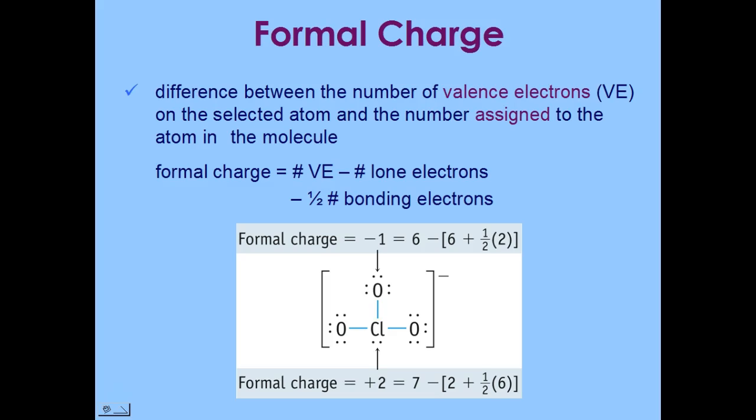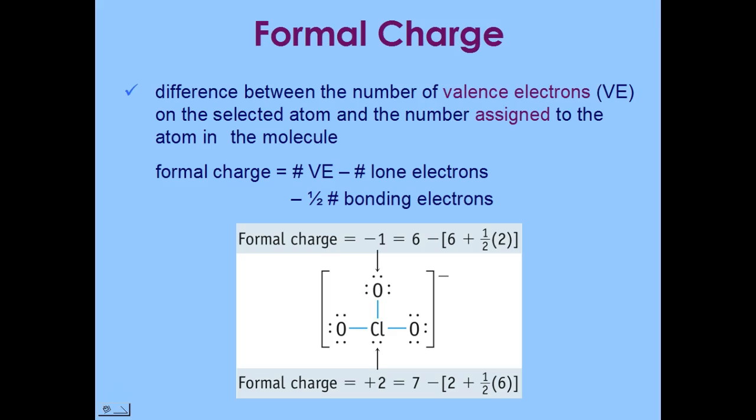So the closer we can get all the elements in that molecule to zero with their formal charges, the more stable as a whole that Lewis structure will be. To calculate formal charge, we determine how many valence electrons the element has, and we subtract from it the total number of lone electrons assigned to that element, and we also subtract away half of the bonded electrons, since those are being shared between two atoms.